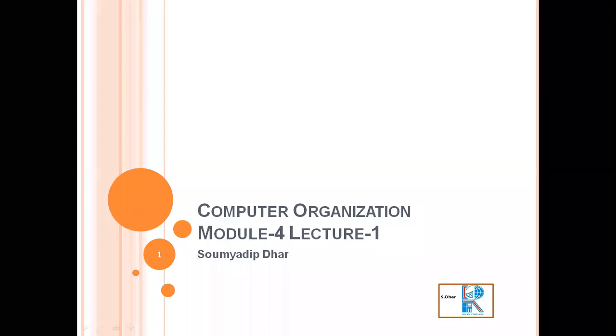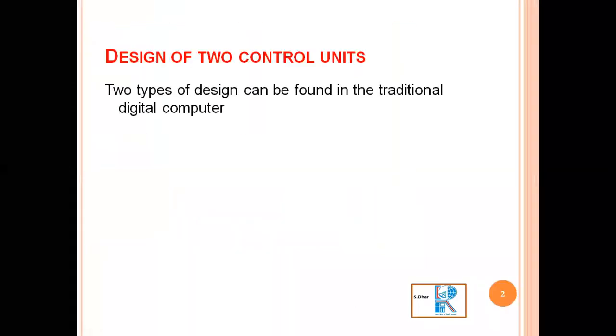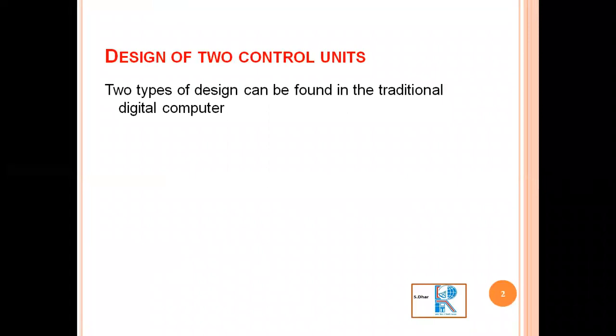So today's class is Computer Organization Module 4 Lecture 1. In this class, we'll learn how to design control units. We already know that the function of the control unit is to generate a set of control signals and also to generate the sequence of the control signals. These control signals actually control the whole system. System means it will control the different components of a computer.